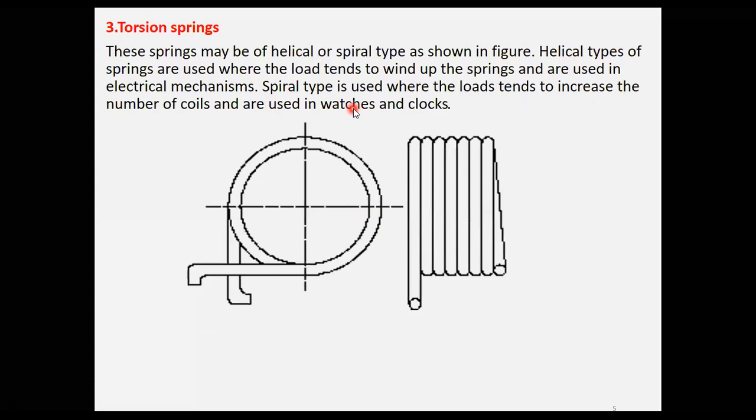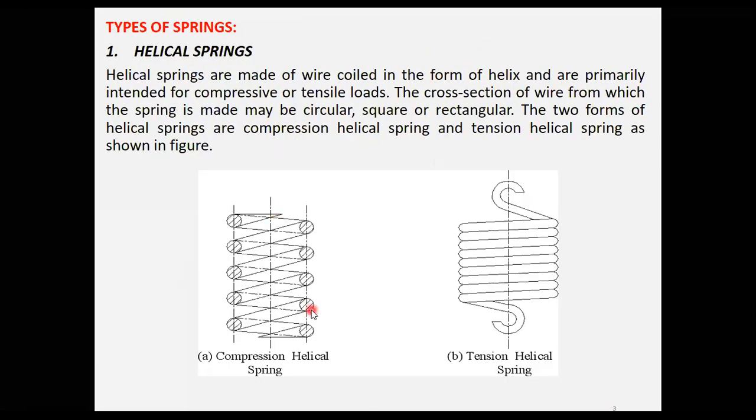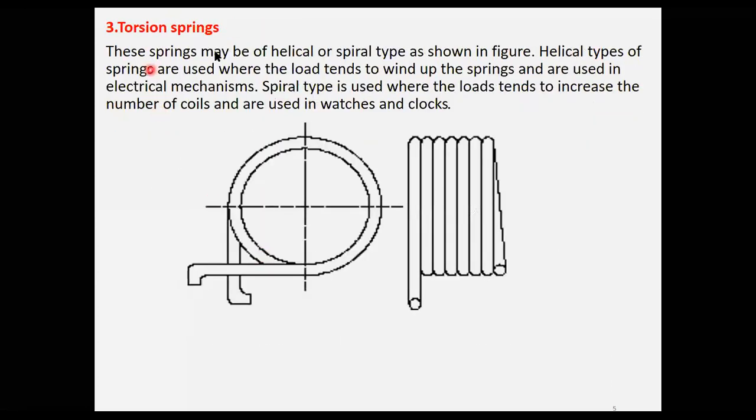The third one is the torsion spring. Whatever torsion spring is there, it will be of the helical type. You're seeing the first one, helical. The torsion spring will be either helical or the spiral spring. Here you can see that the spiral type is there. Either it will be helical or spiral type.